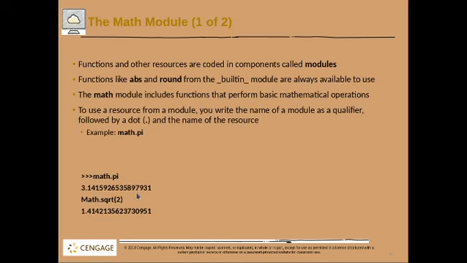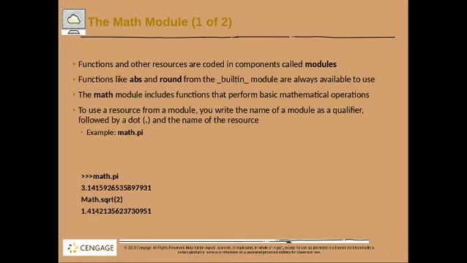Let's look at modules this time. Functions and other resources are coded in components called modules. Functions like abs, the absolute value, and round are from the built-in module, which is always available for use within Python. But if you want to use more complicated functions, you need to install the specific module or the package that houses them.